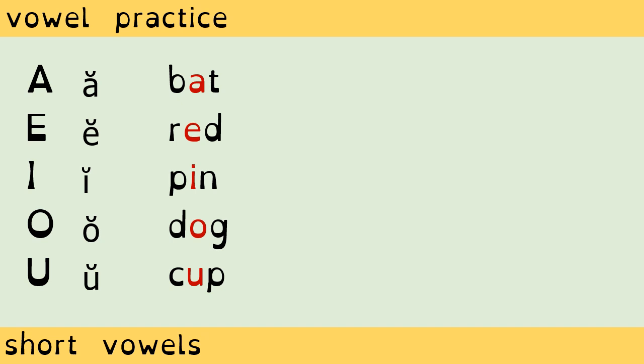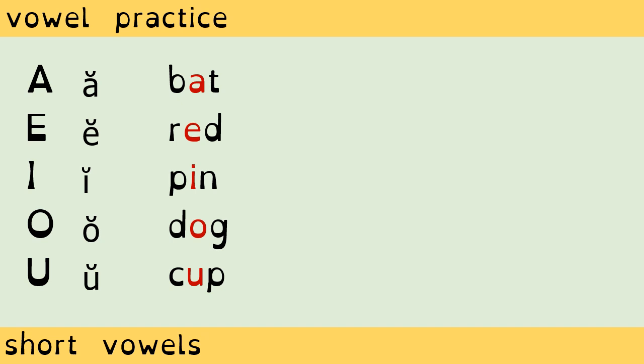Dog is spelled D-O-G. Because the vowel letter O is followed by the consonant G, the O takes a short A sound. Dog. Cup is spelled C-U-P. Because the vowel letter U is followed by the consonant P, the U takes a short A sound. Cup.